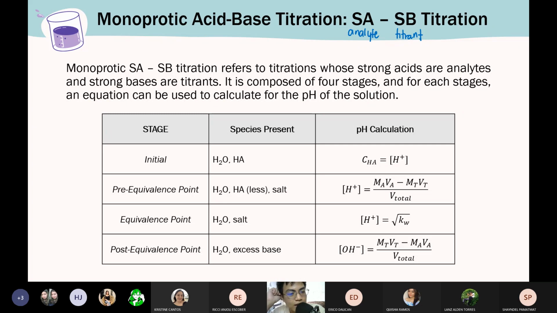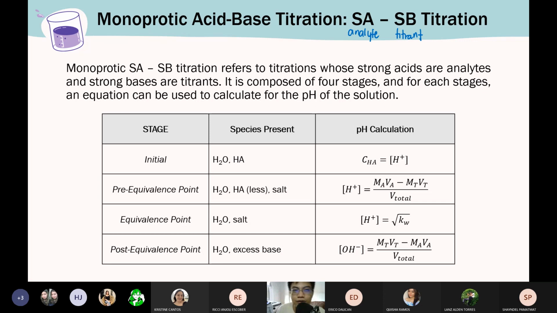Bakit acid yung kasama? Kasi sabi nga natin, SASB titration to. So, analyte natin is yung strong acid. So, your HA here refers to the acid that is present in your solution. So, itong dalawa lang yung species na present doon. And then, pag naglagay ka na ng titrant, you will then proceed to what's called the pre-equivalence point.